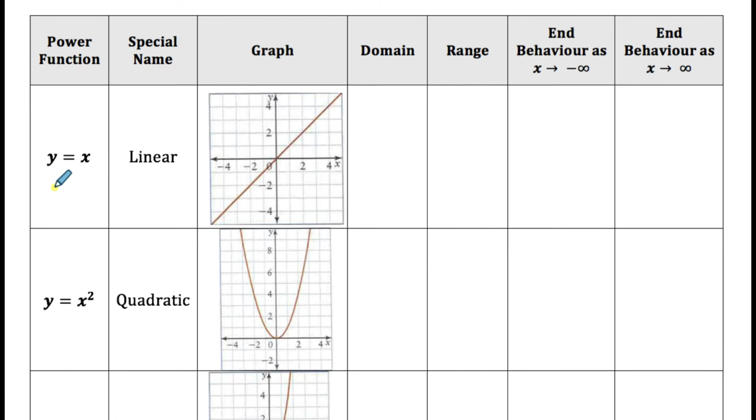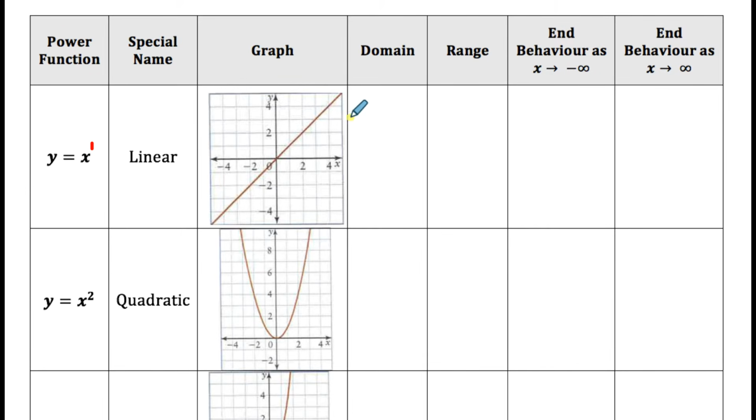behavior. So let's do the first row, y equals x to the 1. This is what we call a linear function. It's a degree 1 function, so it's a linear function. The domain of this linear function is going to be any real number, and that's what it's going to be for all polynomial functions. So of course that's what it'll be for all power functions.